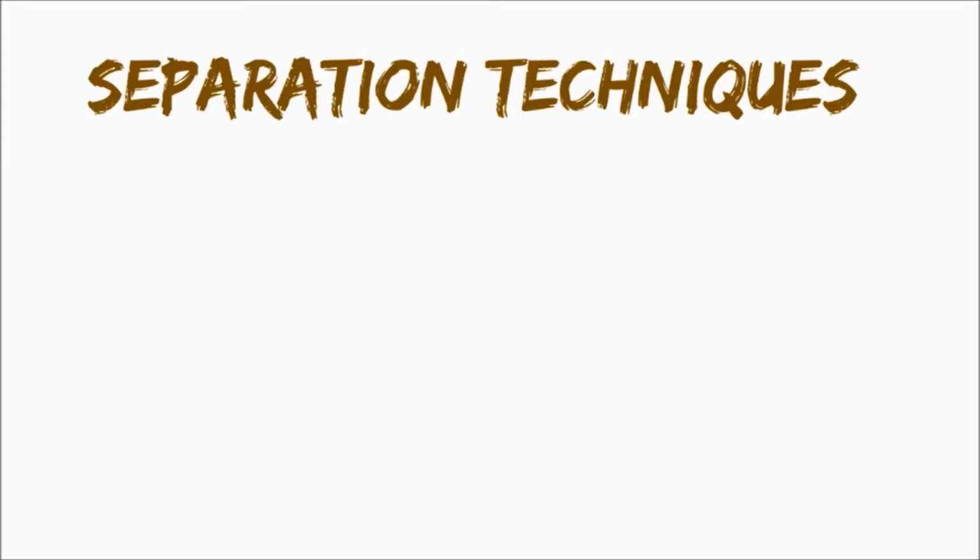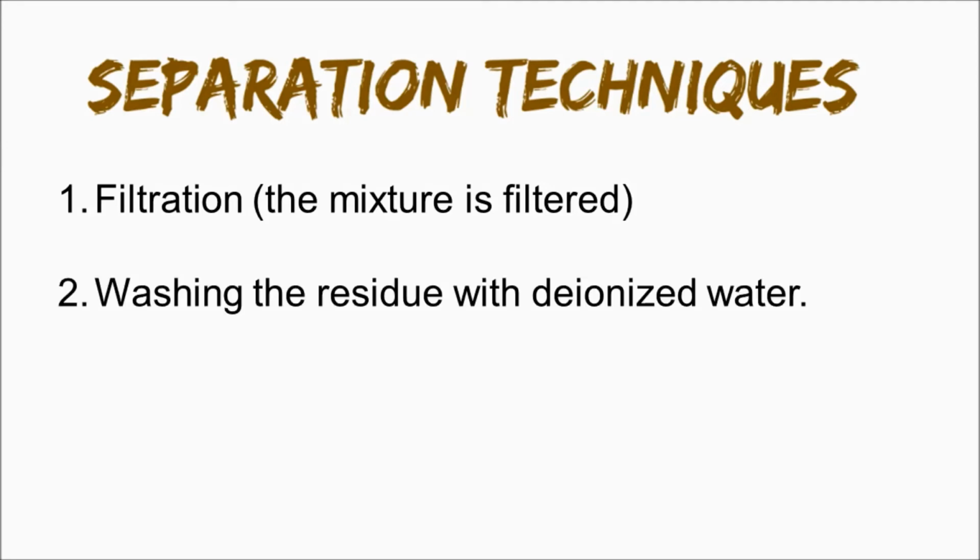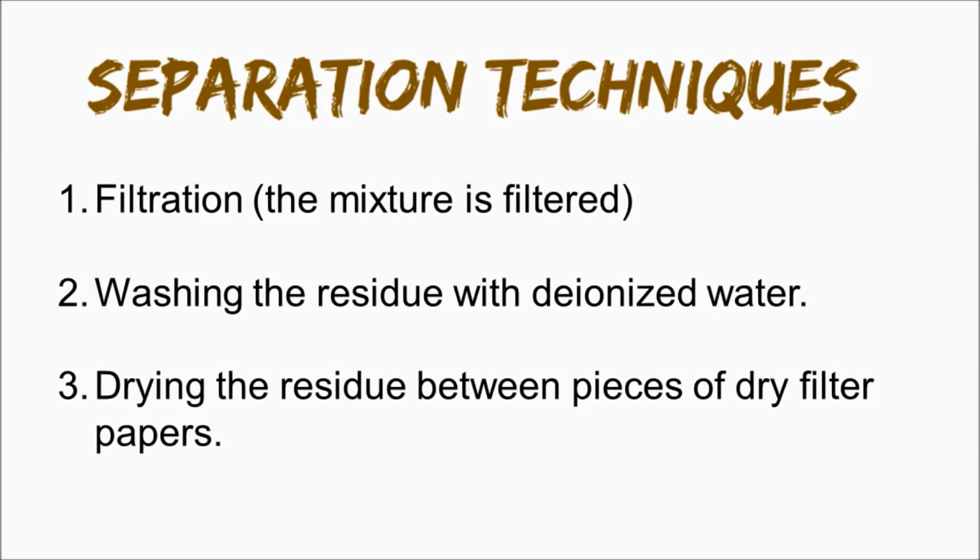For part 2, the three processes that are used to obtain a pure sample of calcium carbonate from the result of mixing are: Number 1. Filtration to allow the mixture to be filtered. Followed by number 2. Washing the residue with deionized water. And lastly, number 3. Drying the residue between pieces of dry filter papers.